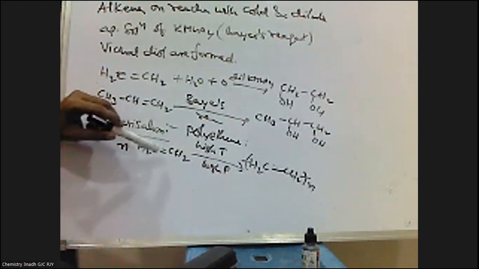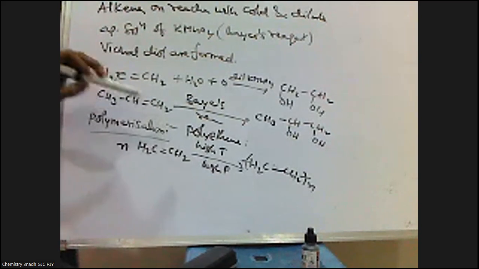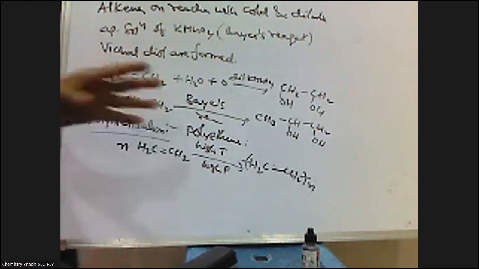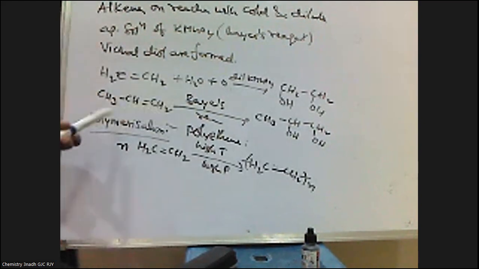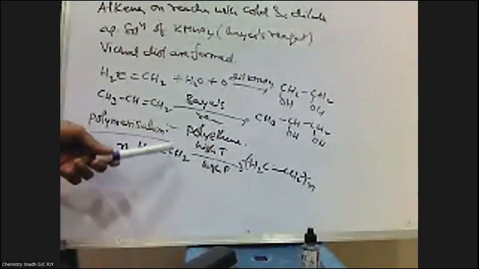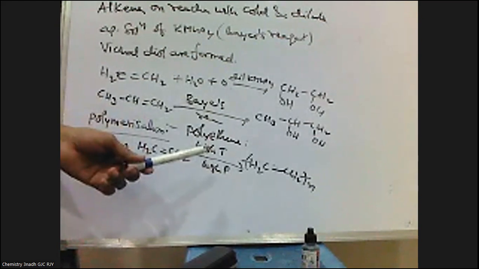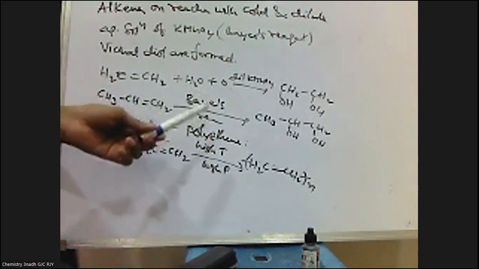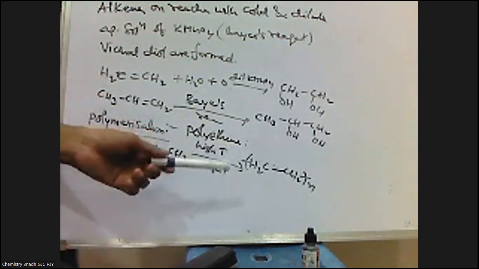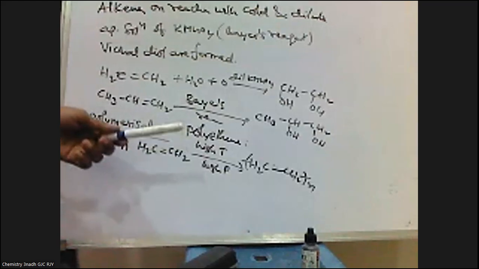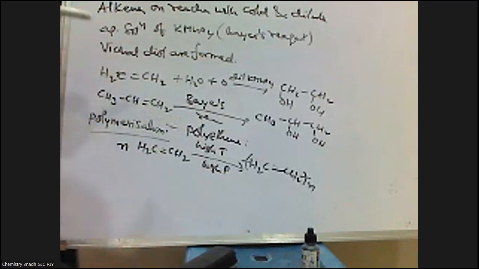The large molecules that are obtained are called polymers, and the reaction we call polymerization. So smaller molecules combine and form a bigger molecule, a macromolecule. That phenomenon we call polymerization. Here, n number of ethene molecules combine in the presence of catalysts at high temperature and high pressure, forming polythene. This reaction we call the polymerization reaction.